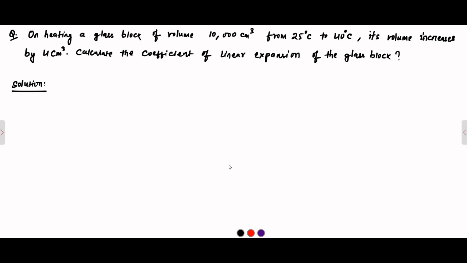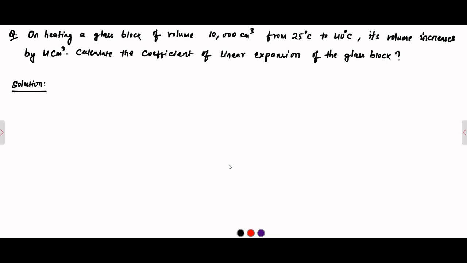So here is another question on thermal expansion of materials. It is given that on heating a glass block of volume 10,000 centimeter cube from 25 degrees Celsius to 40 degrees Celsius, its volume increases by 4 centimeter cube. Calculate the coefficient of linear expansion of the glass block.